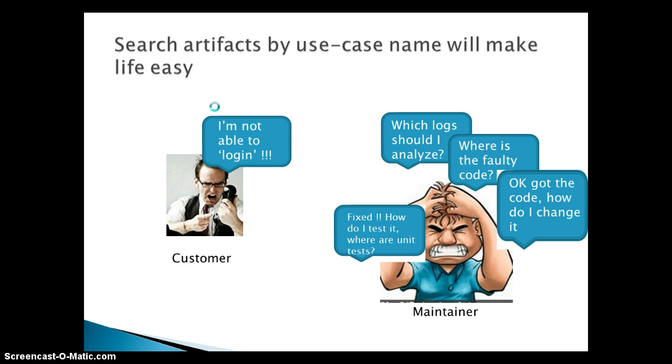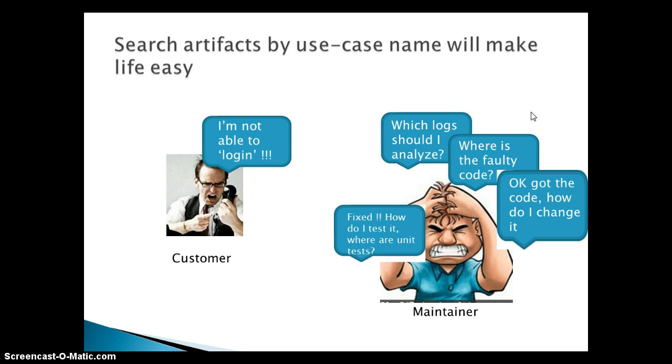This is a typical scenario for the maintenance phase of a product. So the customer is calling the maintenance team and complaining about a certain use case. From his perspective, some use case is broken or not working properly. So when he complains about it, the maintainer's job is to analyze the logs provided by the customer and find out what use case is broken, and he has to find out the code which is written for this use case.